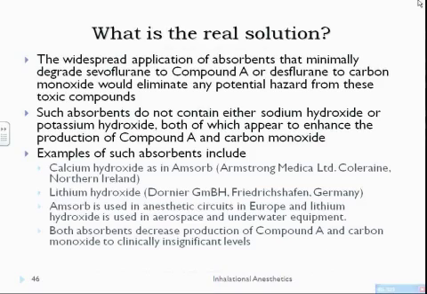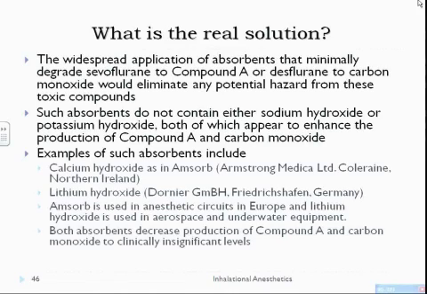Calcium hydroxide is actually made by a company in Northern Ireland, and lithium hydroxide is made by the Dornier company in Germany. Okay? I don't know if you know anything about World War II history. Dornier, the ones that actually produced the bombers for the German military. Dornier also became a medical company after the war, and they actually produced our lithotripters. Okay, the first lithotripter was the Dornier lithotripter. So now they're producing lithium hydroxide for us.